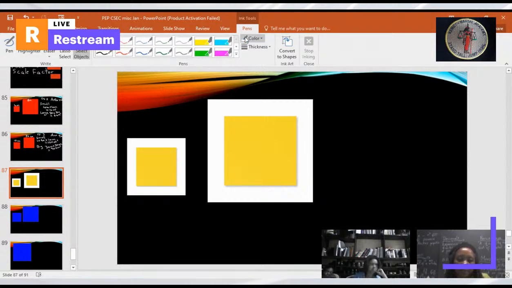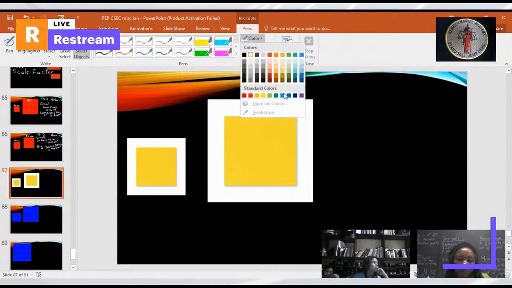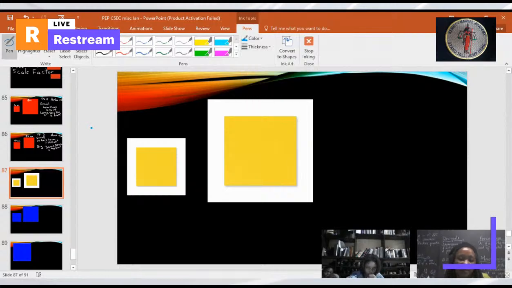So let's say, for this small square, let's use 5 centimeters this time. And this length, let's say this length is 20 centimeters. What's the scale factor?